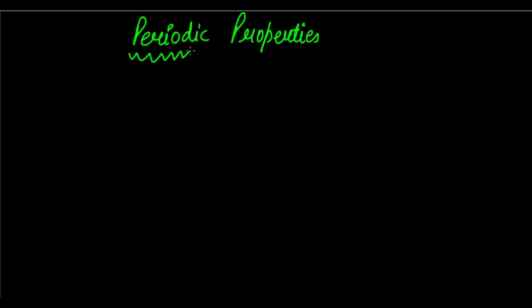Let us now start with the last portion of this chapter, which is the most important application of this chapter, and that is periodic properties. So what do you mean by periodic properties? Periodic properties are those properties on the basis of which we tend to classify elements based on similarities. The properties in which we find similarities to classify them together are called periodic properties.